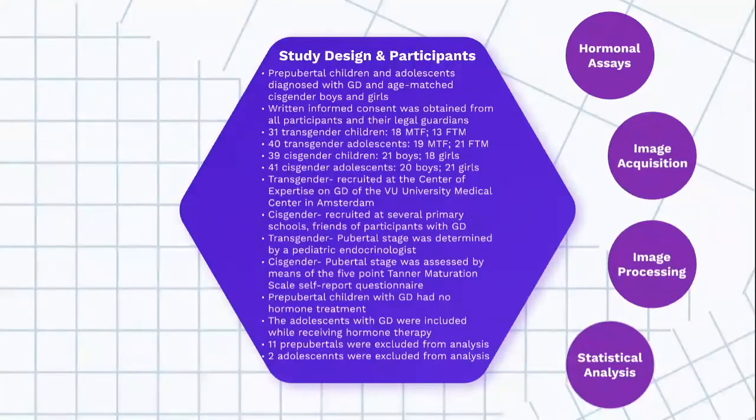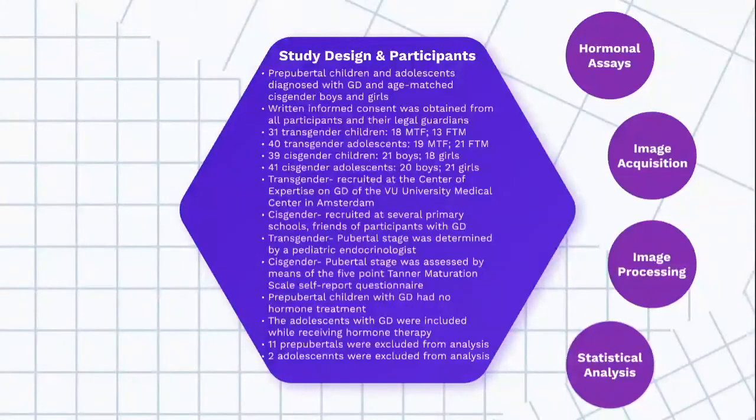physician assessment. The prepubertal children with GD received psychological counseling and no hormone treatment at the time of inclusion. The adolescents with GD were included while receiving GnRHAs. Of the initial 81 included prepubertal children, 11 were excluded from the analysis, 9 because of excessive head motions during scanning, 1 because of technical errors during data collection, and 1 because the child no longer fulfilled criteria for a GD diagnosis at the time of scanning.